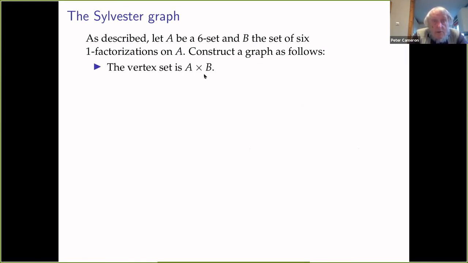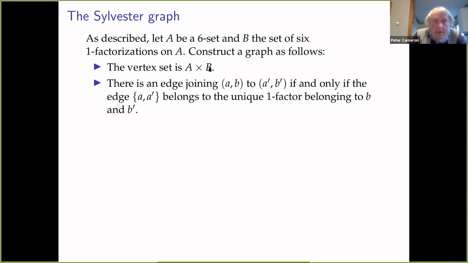The vertex set is A cross B. In other words, it's a set of pairs consisting of a point of the set A and a one factorization of the complete graph on A. Now, when do I join a pair AB to a pair A dashed B dashed? Well, I look at A dash. Those are 2 points of the set capital A. So that's an edge. And we also saw that the one factorizations, B and B prime, have a unique one factor in common. If that edge belongs to the unique one factor in common between B and B primed, then we join AB to A prime, B primed. And that's the Sylvester graph.